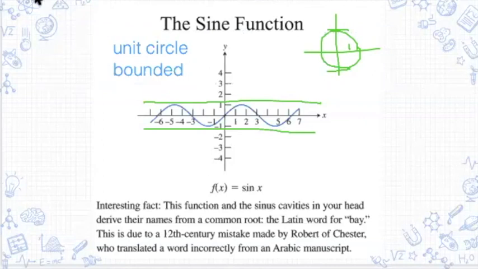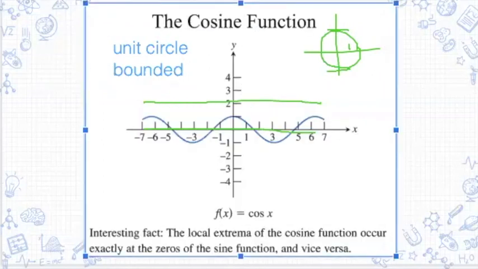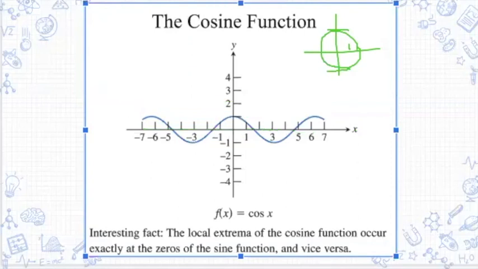Our next function that we're going to look at is the cosine function. And the cosine function also comes from the unit circle, and it is also bounded. And the reason that it's bounded this time is because cosine comes from the x values. But my biggest x value is still 1, and my smallest x value is still -1, okay?